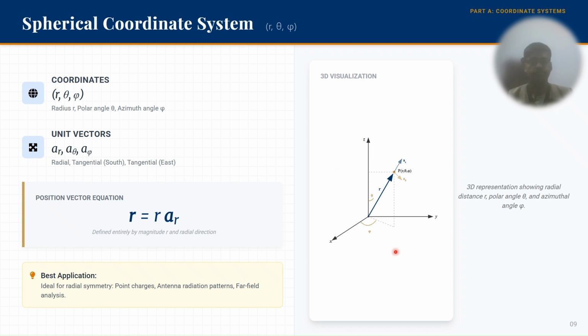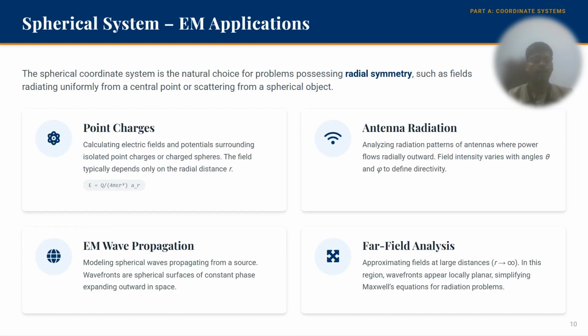For which cases is it applicable? Point charges, antenna radiation patterns, far field analysis. Mostly in antennas, we use the spherical coordinate system. Point charges, antenna radiation patterns, EM wave propagation through some spherical surface, and the far field analysis of the antenna. For that also we use the spherical coordinate system.